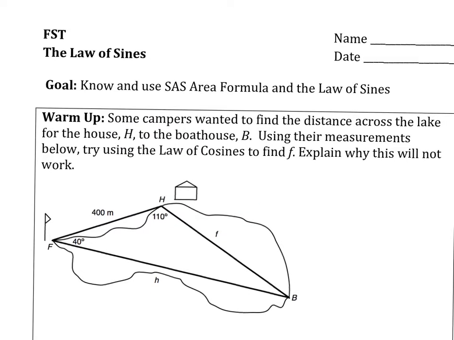Today we're going to look at two things. One is called the side-angle-side area formula, and the other one is called the law of sines. We need the area formula in order to prove the law of sines, and both we will prove today, and we will use the law of sines a little bit today as well.